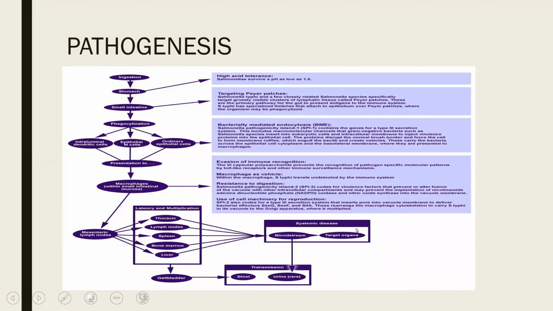Now, the other is bacterially mediated endocytosis. In simple terms, this is the activation of macrophages. Macrophages want to engulf the enemy tissue, so phagocytosis. So the macrophages tend to phagocytose this salmonella, but that's actually a good thing in some settings for the salmonella, because the salmonella uses the macrophages that engulf them as a transport system.